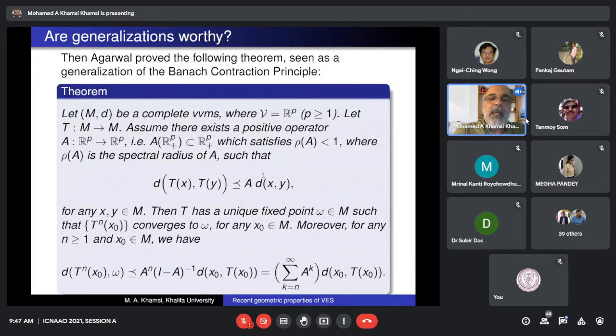And this is the theorem that was proved by Ravi, which can be seen as the analog to Banach contraction principle. Here, A is an operator, a positive operator, meaning that you send the positive cone into the positive cone. You assume that the spectral radius is less than 1 because you want the iterations to go to 0, and you have what you know of Banach contraction principle, but given in this formulation.